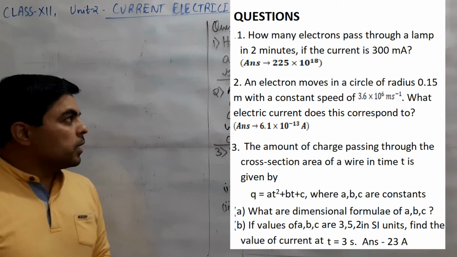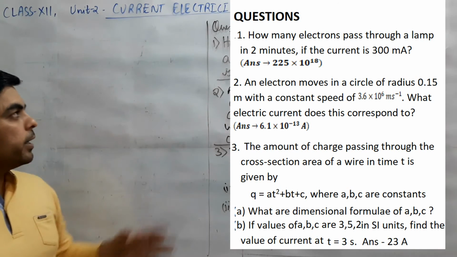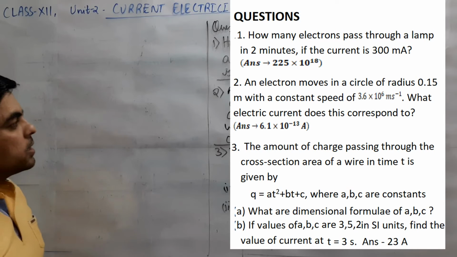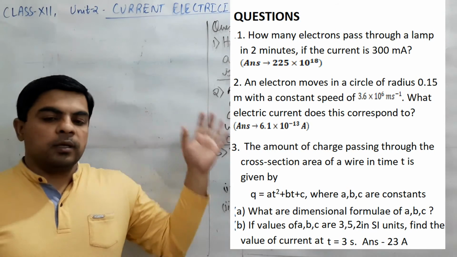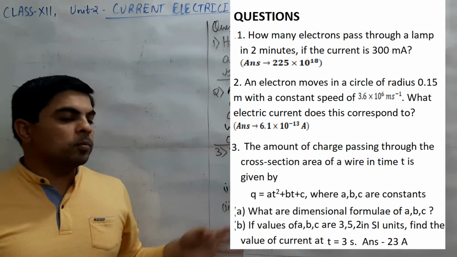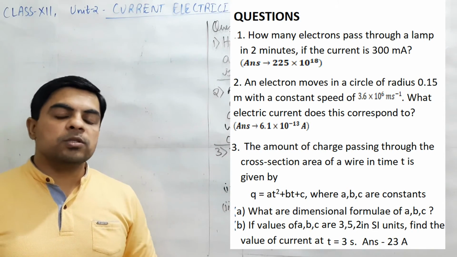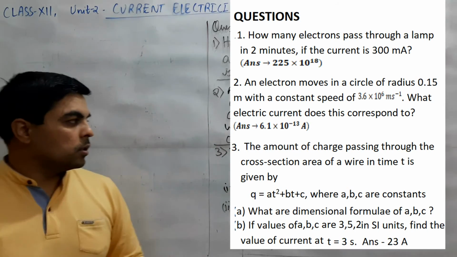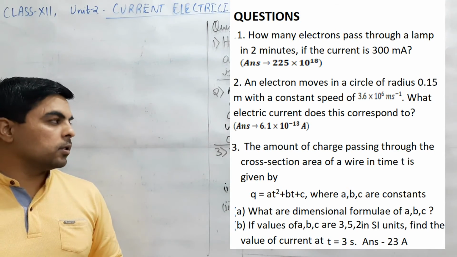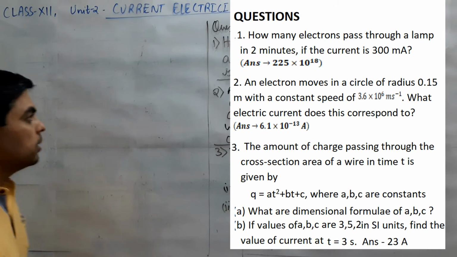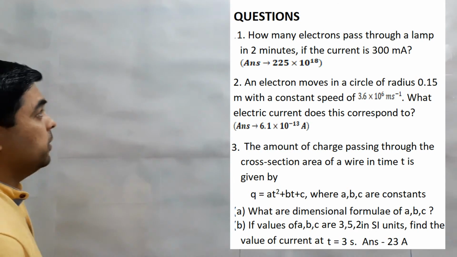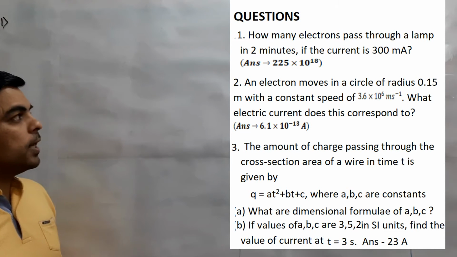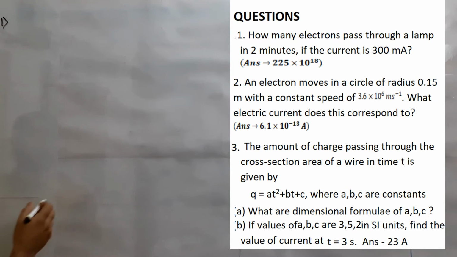So these are a few questions related to the topic which we have discussed, and the first question is: how many electrons pass through a lamp in 2 minutes if the current is 300 milliampere? I suggest that you pause this video here and try these questions for some moments, and after that follow through the solutions. So if you have tried these questions, let's discuss. Let's start the solution of question number 1.